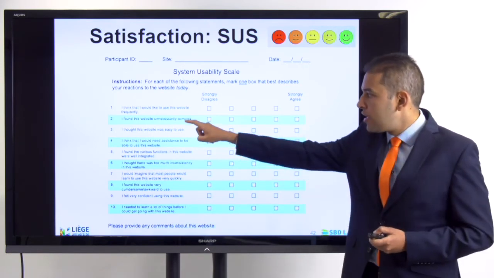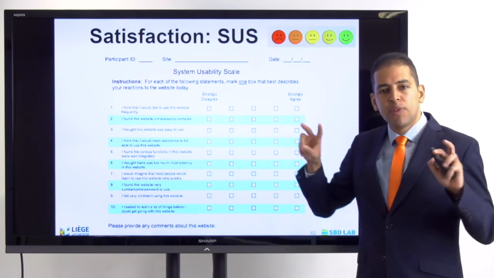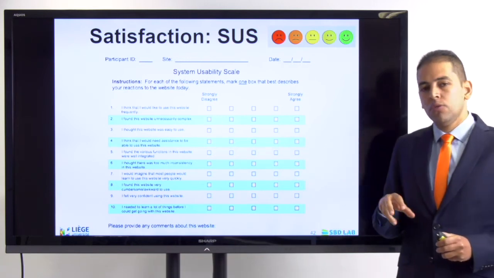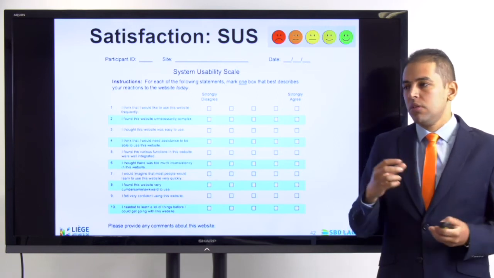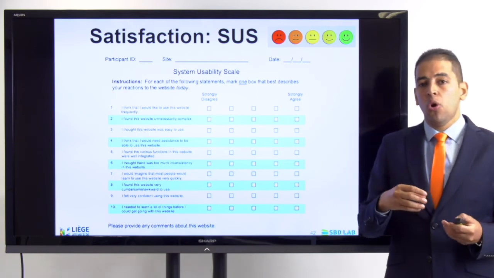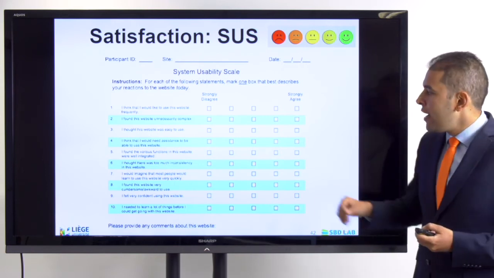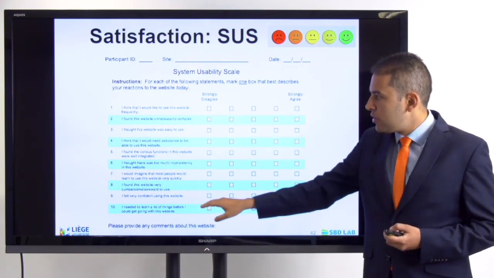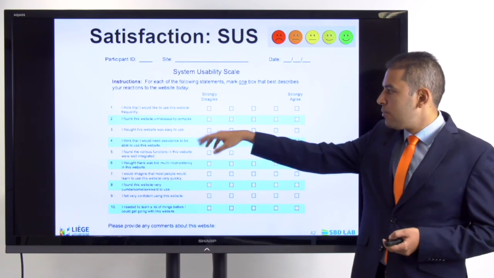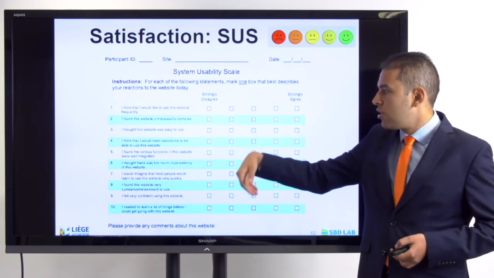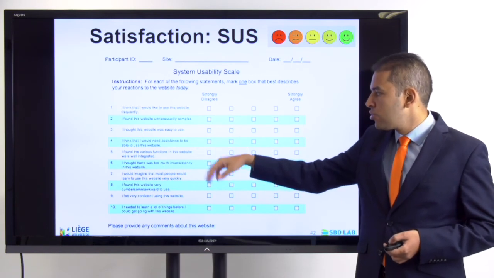For example, "I think that I would like to use the website frequently." In this sense, the word website can be replaced, and you can use the word software, or application, or my design, or my building, or my prototype, and so on. And you go on with the same replacement in the 10 questions, but as you can see here, it's about how you like it. "I found the solution unnecessarily complex." "I thought this solution was easy to use."